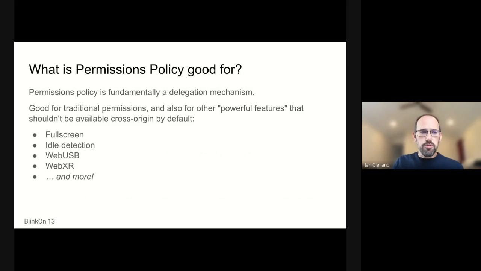So fundamentally, it's best to think about permissions policy as a delegation mechanism. It fits the permissions model really well. And it's also really easily extended to other sort of powerful features, right? So the kinds of APIs that we want to make available to top-level pages, but we want to restrict in cross-origin embeds, like ads. So permissions policy allows developers to delegate those features to trusted frames, and everything else is just safe by default.